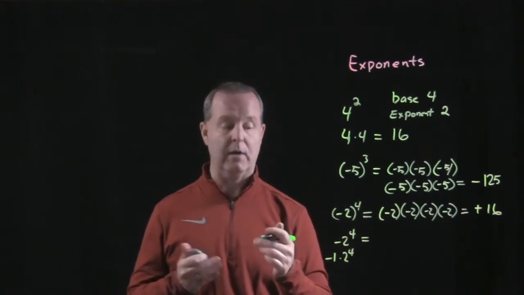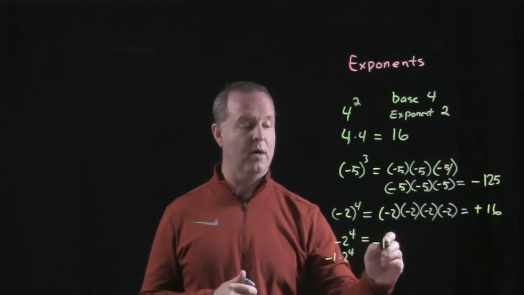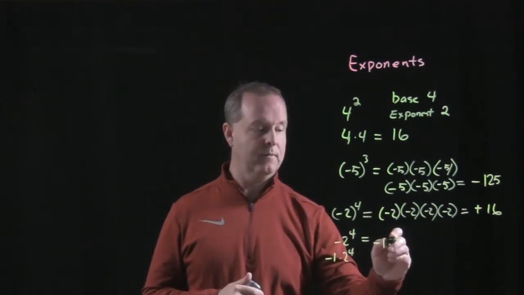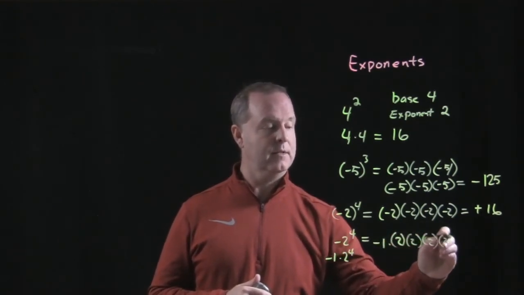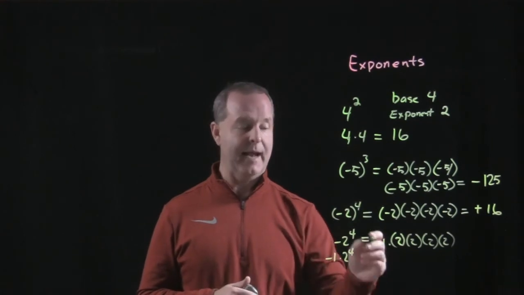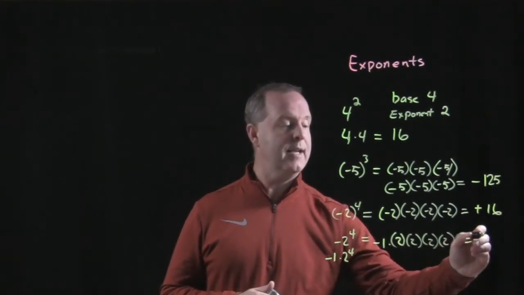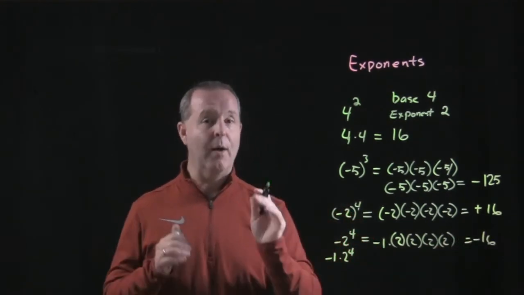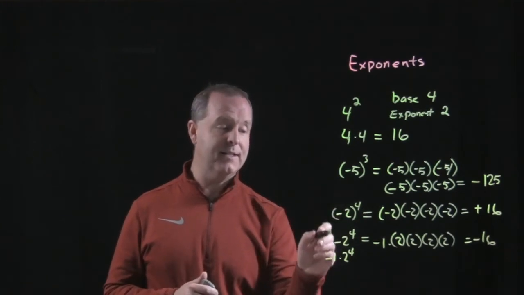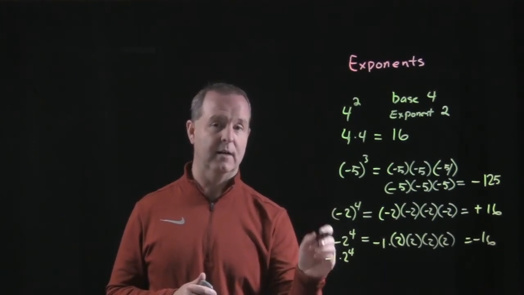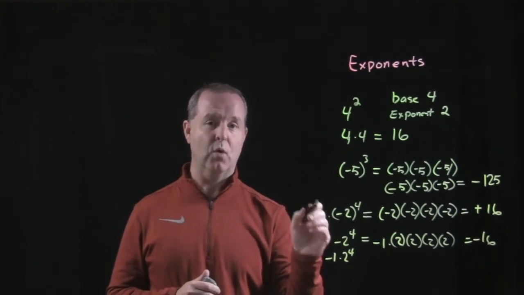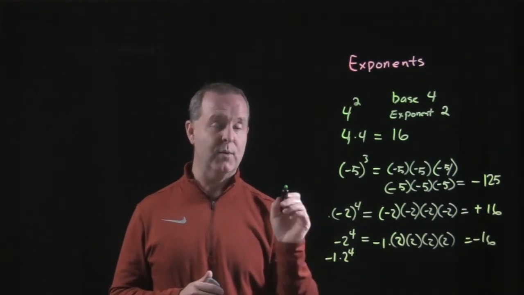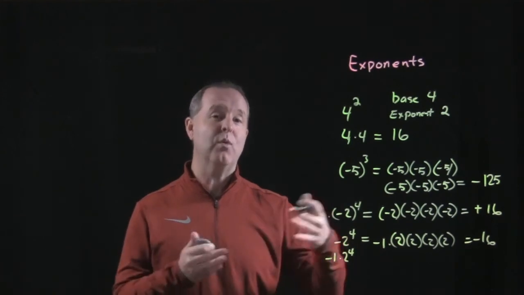Maybe as a way to visualize that, I have a negative 1 times 2 times 2 times 2 times 2. And that produces a negative 16. Now I want you guys to know the difference and understand the difference here, because this will trip us up repeatedly. So work it through now so we can do things with it later.